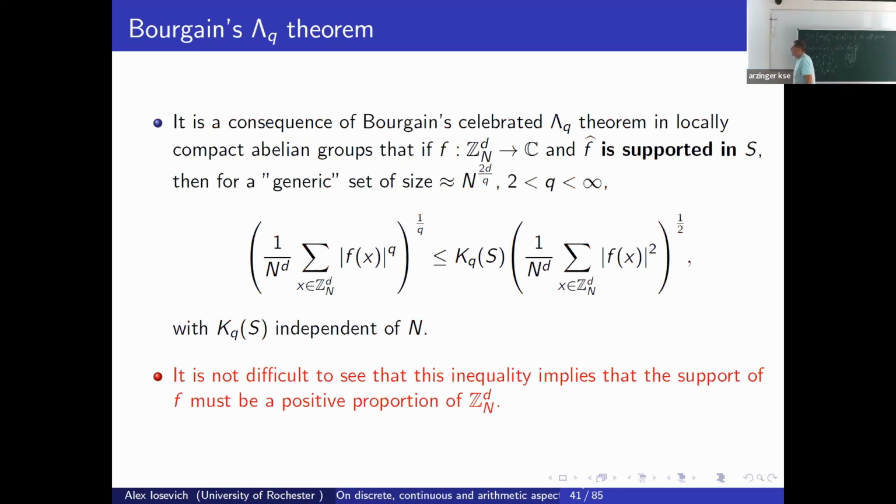And Bourgain's result has been around for a while, but one thing that Azita and I noticed is that this result carries an uncertainty principle as a kind of fundamental property. Let me show you how this uncertainty principle works, and this will address your question about improving the condition.